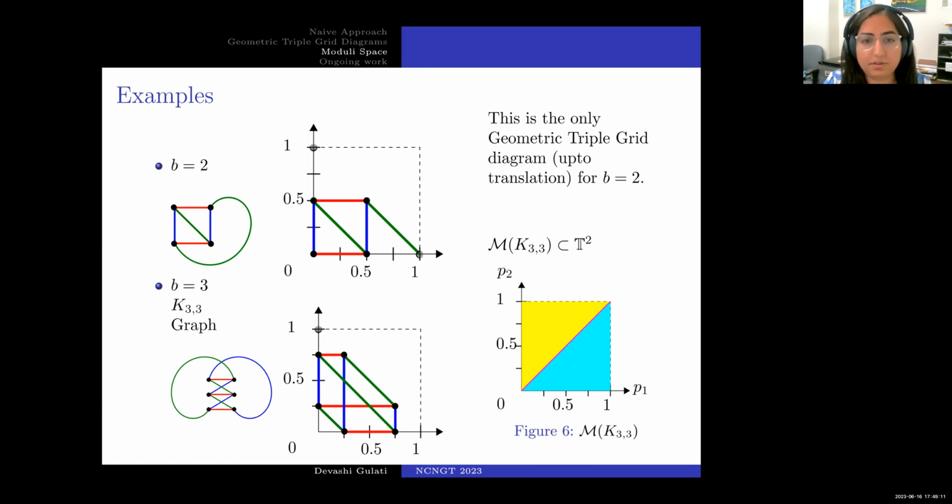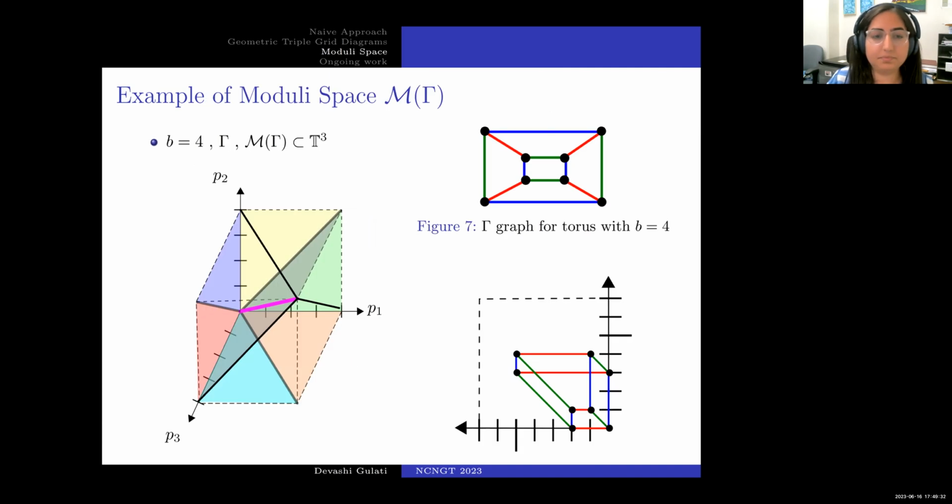Each part of the square, the yellow and the blue, have two different types of geometric triple grid diagrams. And what I mean by two different types is that two different combinatorial triple grid diagrams come out of it. Let me explain that further with the next example.